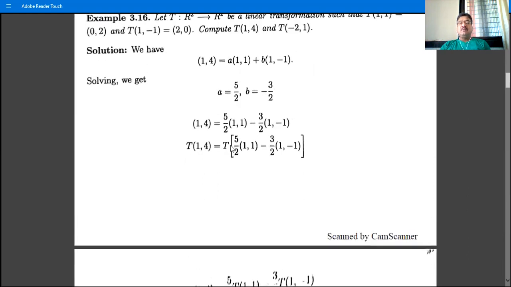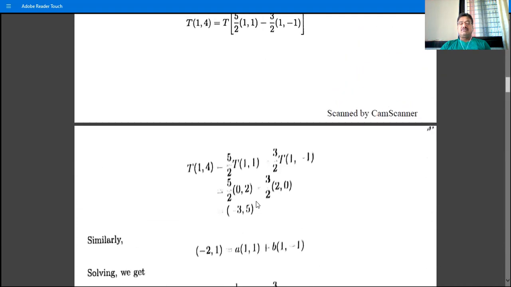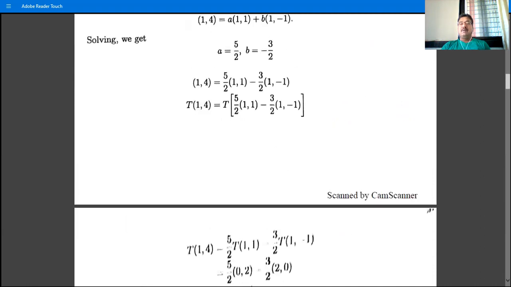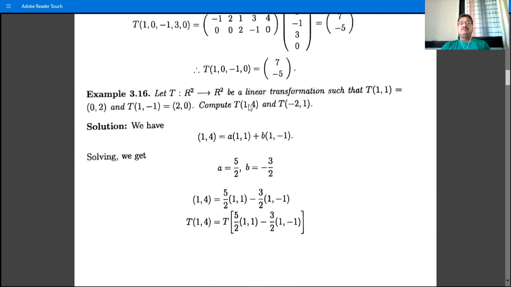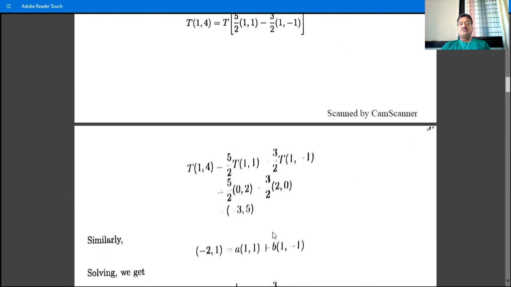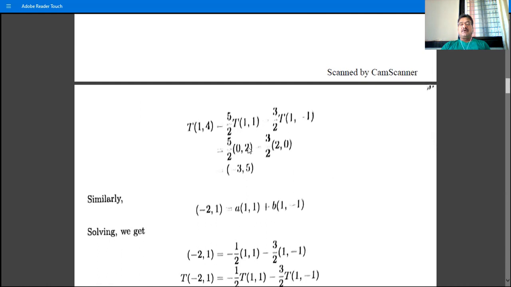T of (1, 4) is T of this right-hand side, and then by using the properties of linear transformation, it is equal to 5/2 T of (1, 1) minus 3/2 T of (1, -1). T of (1, 1) is (0, 2), given, and T of (1, -1) is (2, 0). Then apply the definition of scalar multiplication. We have (0, 5) and here we have minus in bracket (3, 0), and then addition, we have (-3, 5) as the answer.